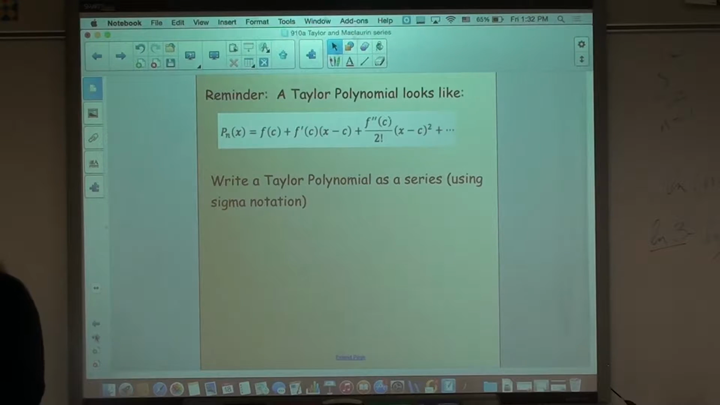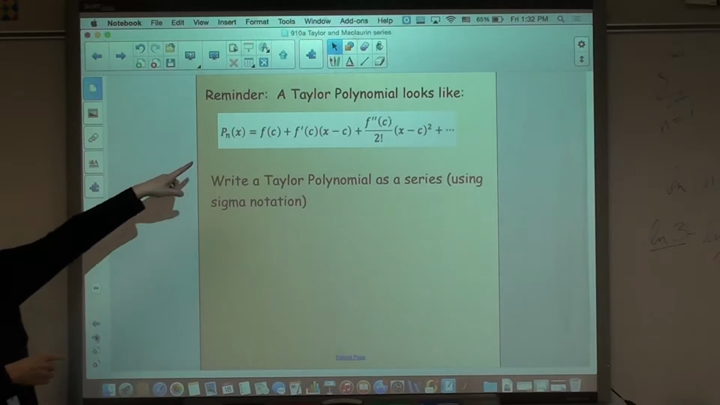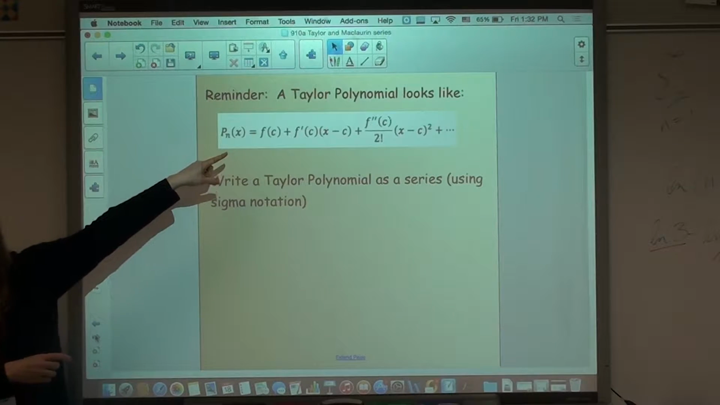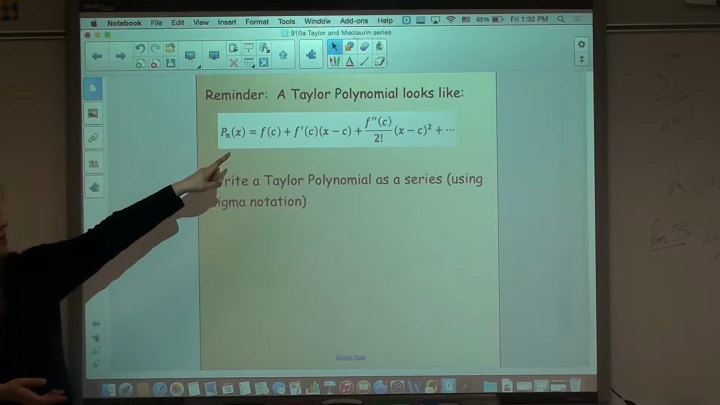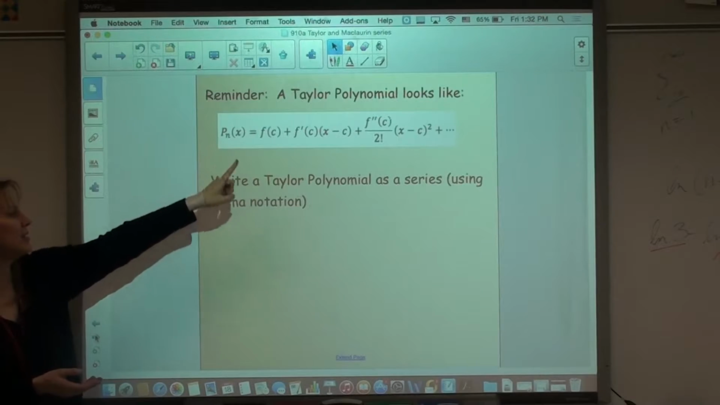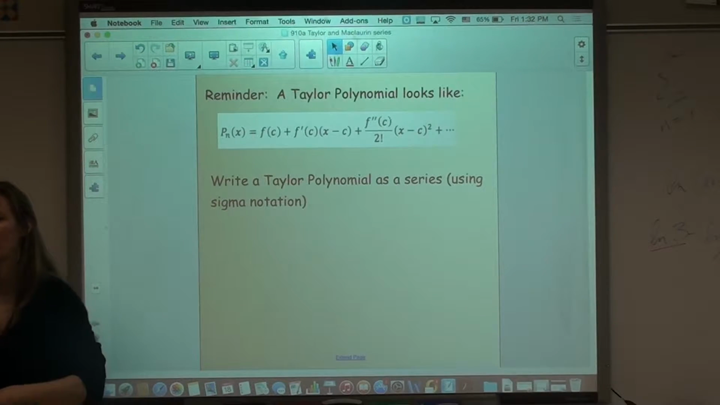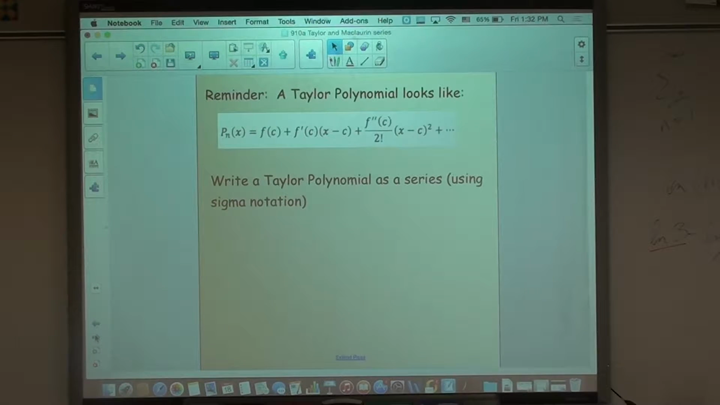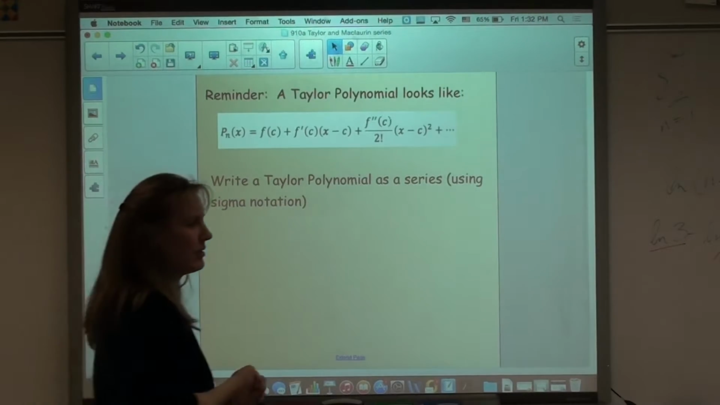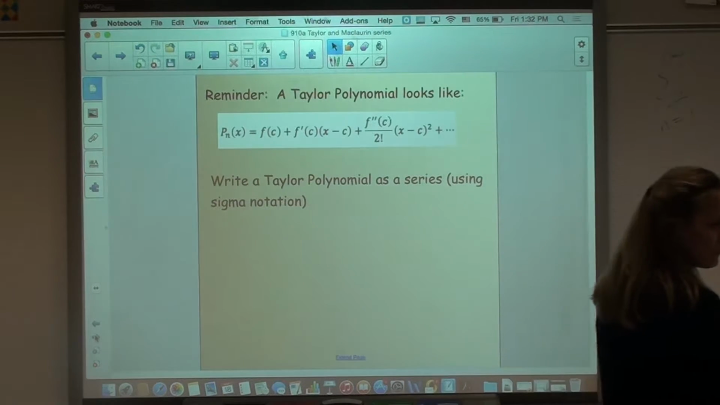All right? So, we have this lovely Taylor polynomial here. It's just the generic formula for a Taylor polynomial. I want you to take a second and see if you can write a generic formula for a Taylor series. Just take that polynomial, see if you can figure out a generic Taylor series formula.